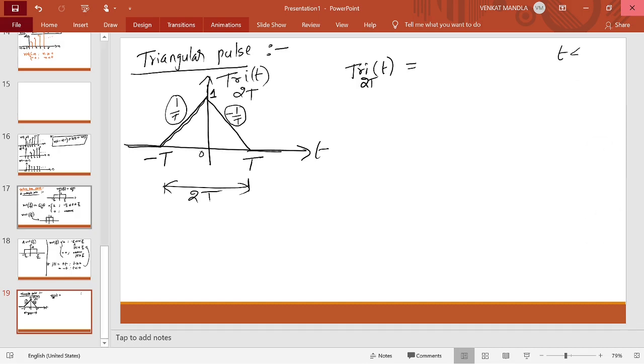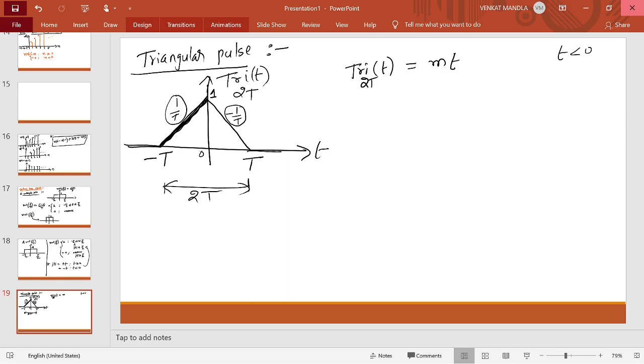For t less than 0, you have y equal to mx plus c. This is a straight line, so you have mx plus c. This is the straight line. For t less than 0, y equal to mx plus c.